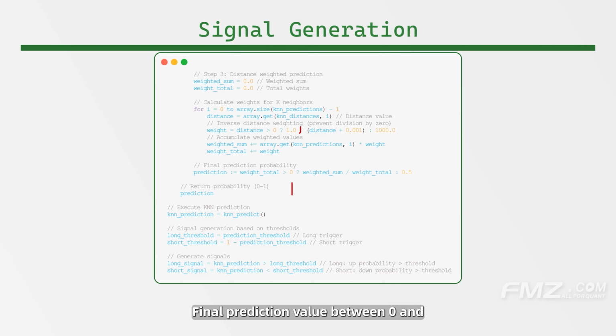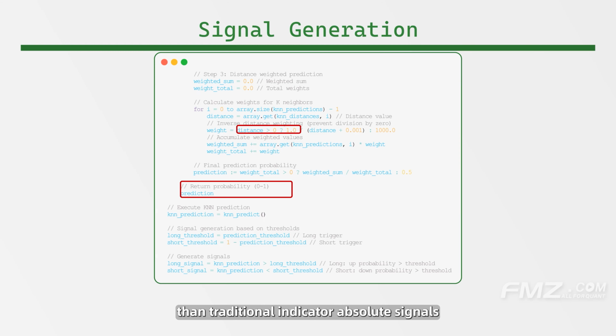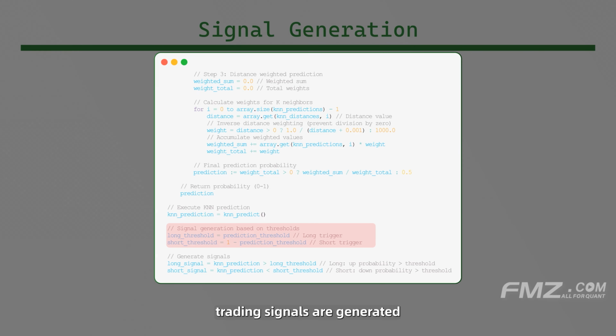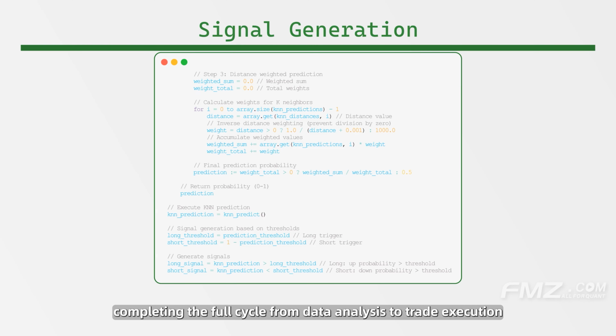The final prediction value between 0 and 1 represents upward probability. This probabilistic output is more flexible than traditional indicator absolute signals. When the prediction probability exceeds the set threshold, trading signals are generated. This threshold processing converts probability prediction into concrete trading decisions, completing the full cycle from data analysis to trade execution. The entire prediction process showcases typical data-driven decision-making in modern quantitative trading.